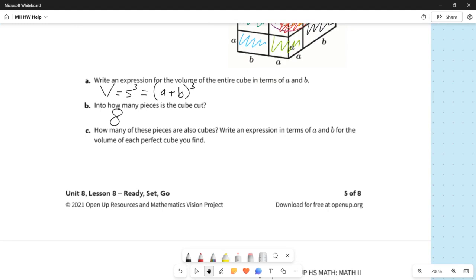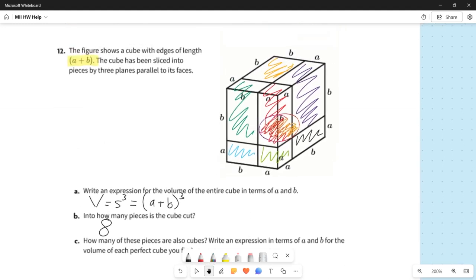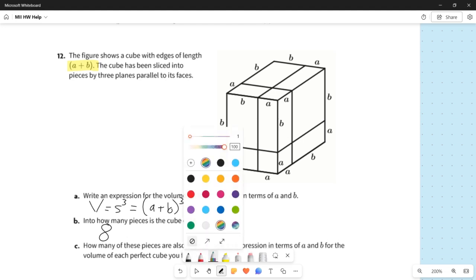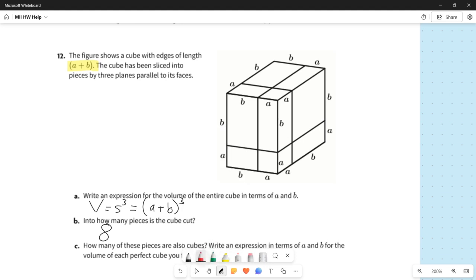How many of these pieces are also cubes? Write an expression in terms of A and B for the volume of each perfect cube that you find. So we've got 8 pieces. Of the 8 pieces, how many are themselves cubes? One of them is right here.